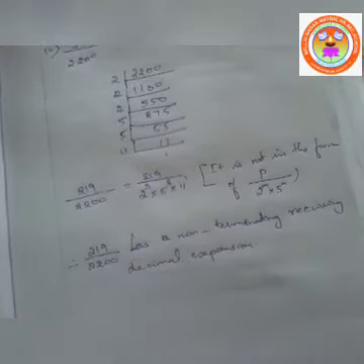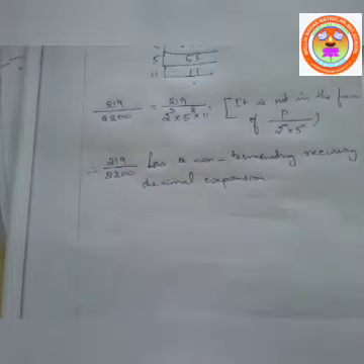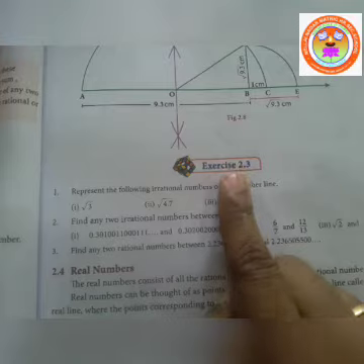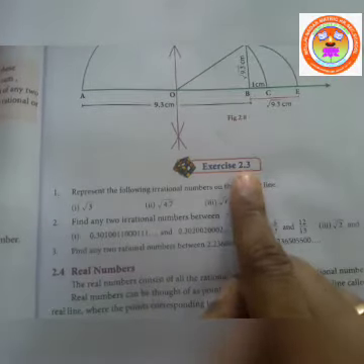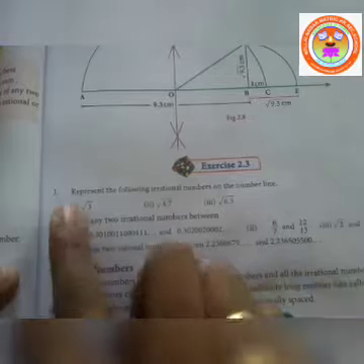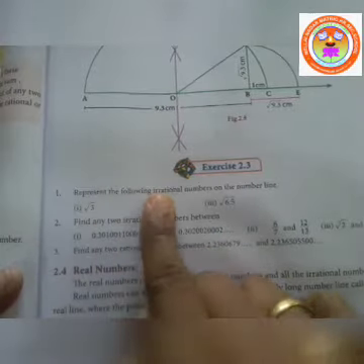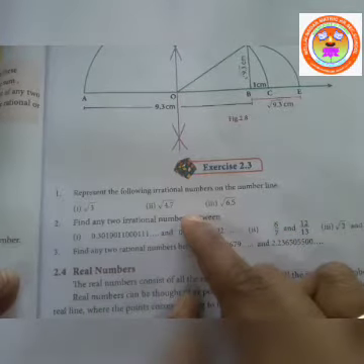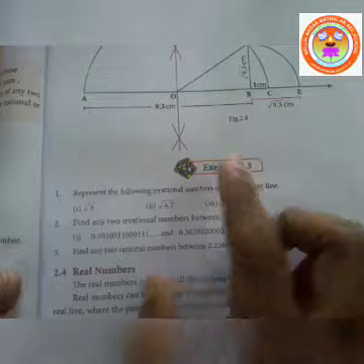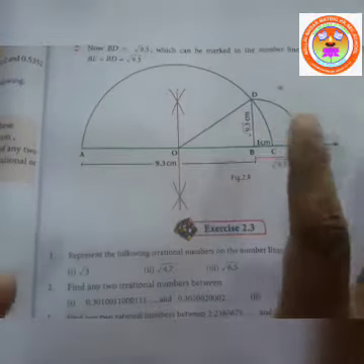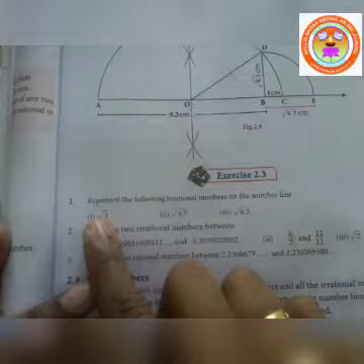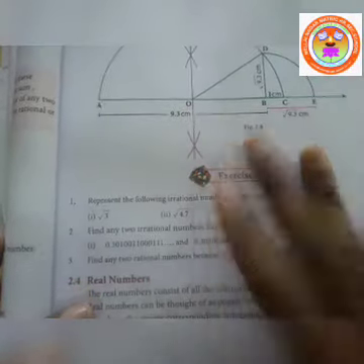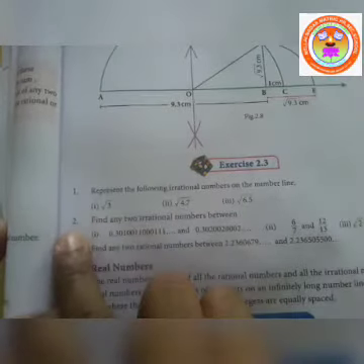Are you able to understand, children? Now we'll move on to the next question, exercise 2.3. The first sum is to represent the following irrational numbers on the number line. We know how to represent a rational number on the number line, but for an irrational number we need a geometry box. So I am not going to do these 3 subdivisions now. After completing this chapter, we will move on to the geometry part. Clear, children? Now we will move on to the second sum.